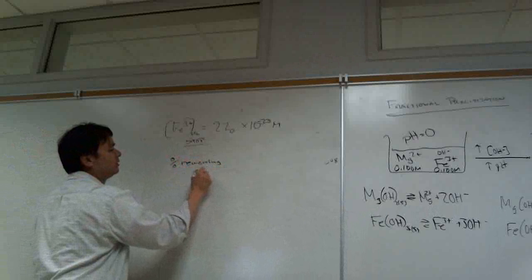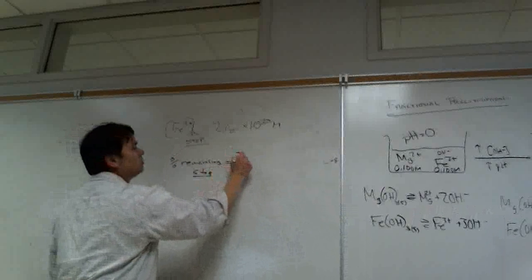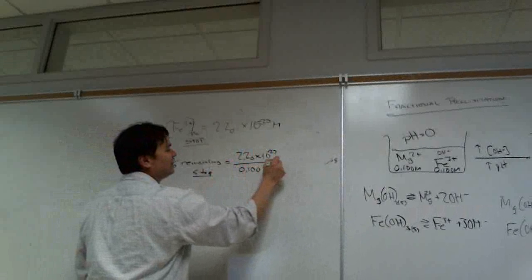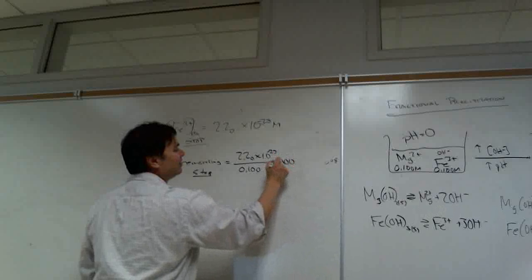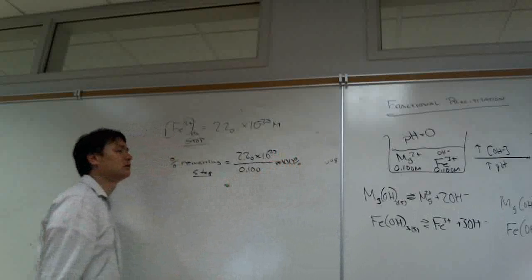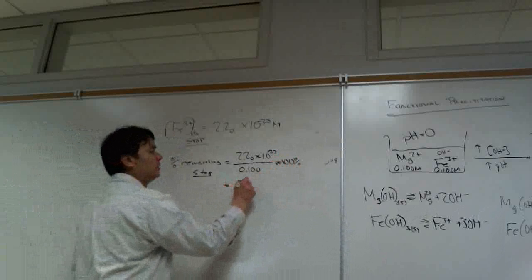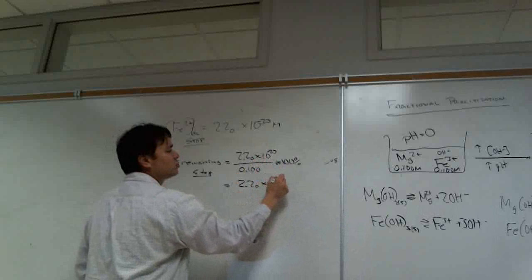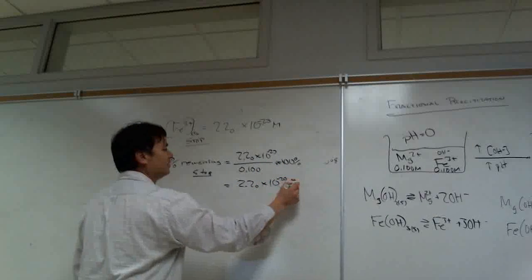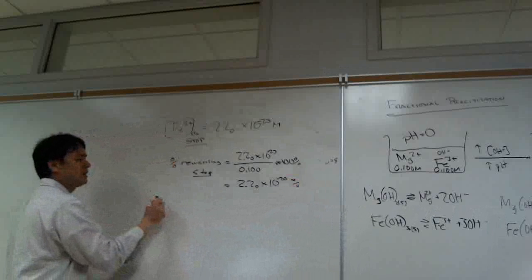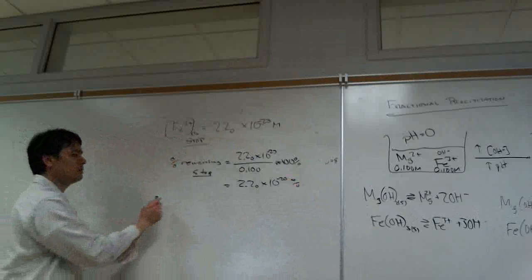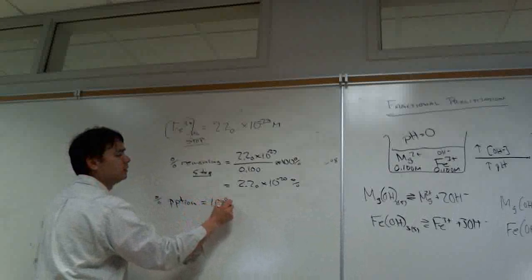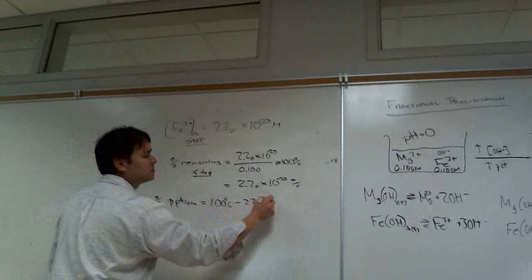at the stopping point is equal to 2.20 times 10 to the minus 23 over the original 0.100 times 100%, which is 2.20 times 10 to the minus 20%, which means the percent precipitation. Can you calculate the percent precipitation? The percent precipitation is equal to 100% minus 2.20 times 10 to the minus 20.